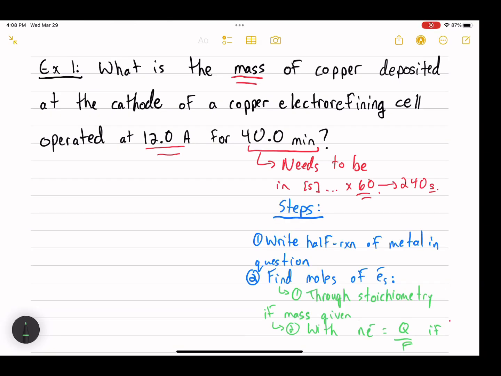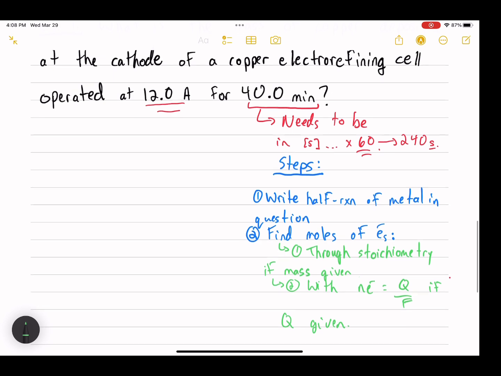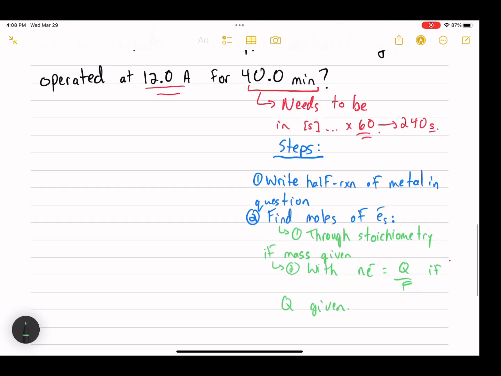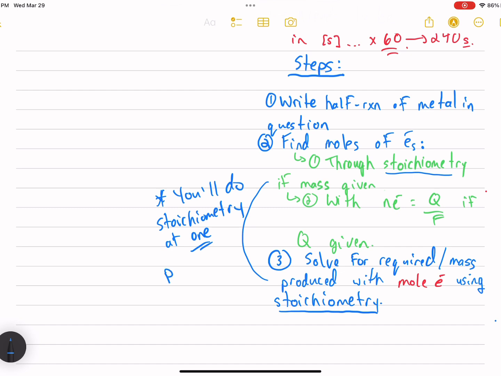Now, like everything else, there are steps that can help us go through the process a lot easier. The first thing we're going to do is write a half reaction of the metal in the question, whatever that metal may be. Then we're going to find the moles of electrons, and you can do that two ways. You can do that through stoichiometry if you're given a mass, or if you're given enough information to find the Q, then you can use the first law formula of Faraday, which is Q over Faraday constant. Then the third part is always going to be to solve for the required or mass produced with the moles of electron you got from step 2. Either way, you're always going to do stoichiometry at least once.